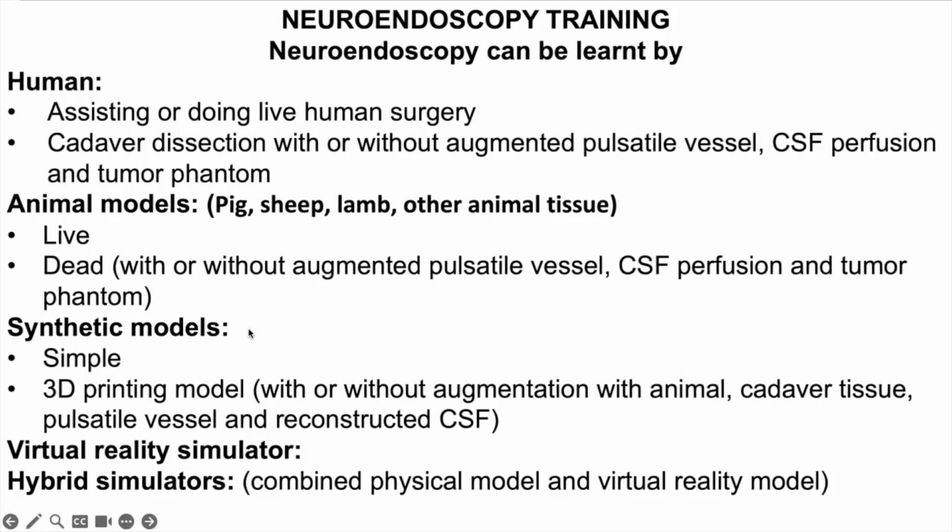Another model for training could be synthetic models. This could be a simple model which can be used for basic training. The synthetic model could be 3D printing models, which could be exactly the same as that of the human being and with the pathology inside. These models also can be augmented. The virtual reality simulator also can be used. One can also use hybrid simulators in which both physical and virtual reality models can be used for training.